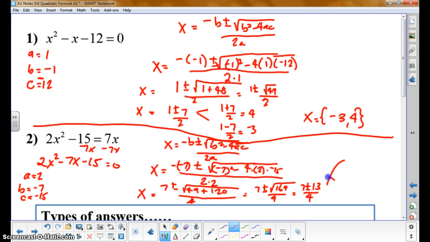So then we have our two solutions. 7 plus 13 over 4 is 5. And 7 minus 13 over 4 is negative 6 over 4, which is negative 3 over 2. So our solution set here looks like x is equal to negative 3 halves and 5.